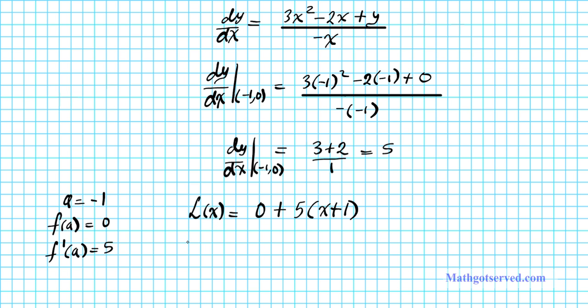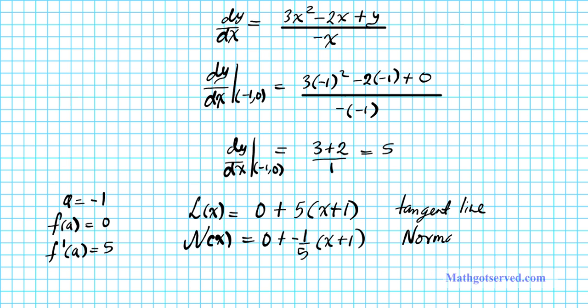Okay? And then this is the tangent line. And then for the normal line, we have f of a, 0, plus the negative reciprocal of f prime, which is negative 1 over 5, times x minus a, minus negative 1 is plus 1. And that's the equation of our normal line. All right, so that's that.